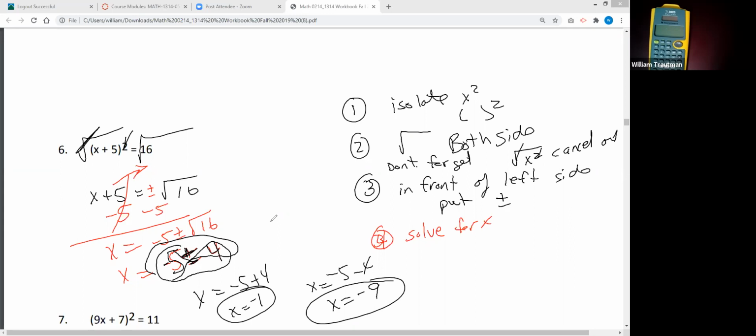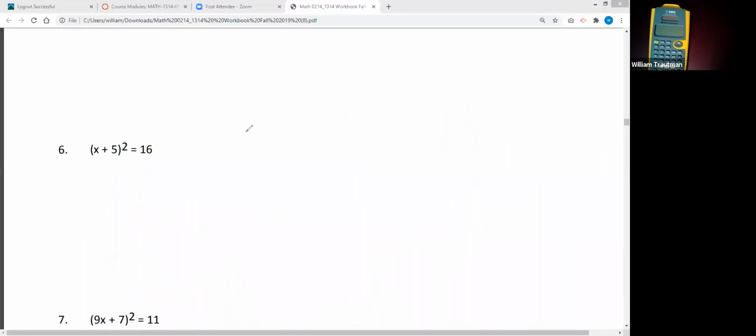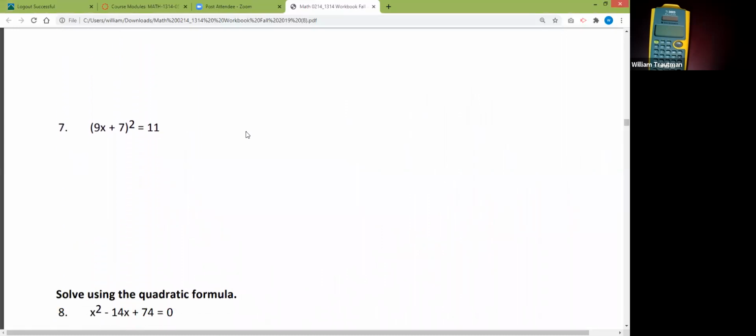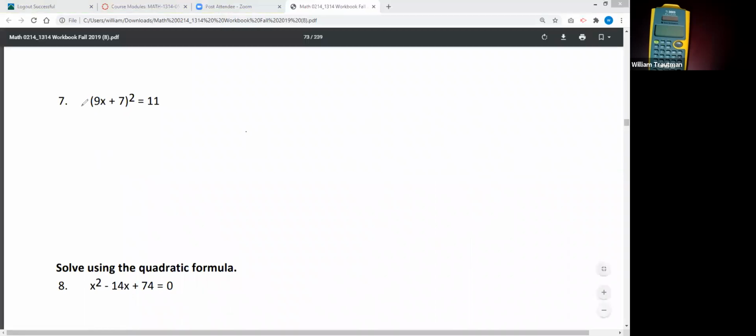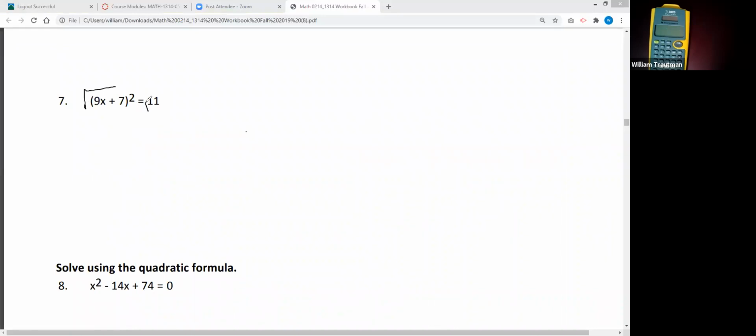All right, let's try number 7. Step 1, isolate the square. Step 2, square root both sides. Square root and square cancel. So I'm left with 9x plus 7 equals plus or minus the square root of 11, right? Make sure there's a plus or minus in front on the right side.